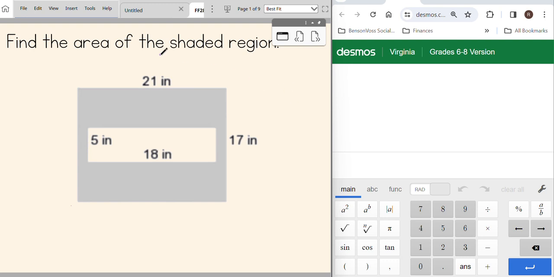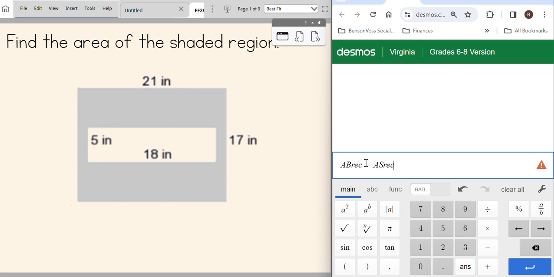Okay, everybody, so we're going to find the area of the shaded region. So that means this gray part right here. This is pretty simple. I'm going to use my calculator for scratch paper, but I know that we need the area of the big rectangle. And then because we're cutting out the little one, we're going to subtract the area of the small rectangle.